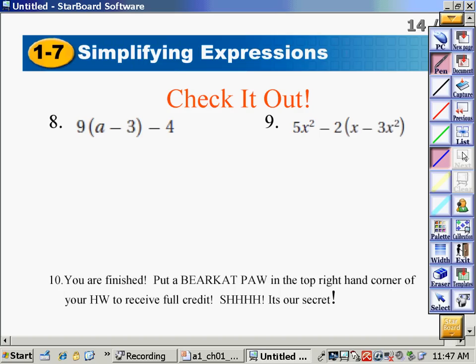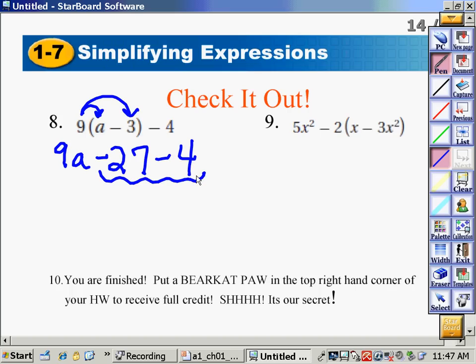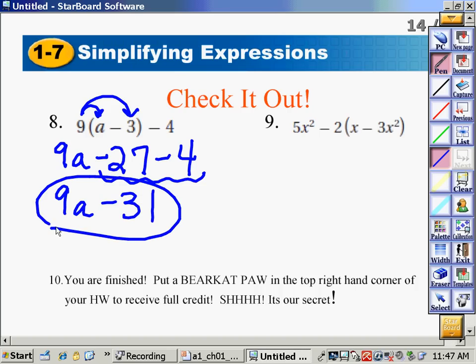Hey, we're back. All right, let's try number 8 and see how you did. 9 distributed to a is 9a. 9 times negative 3 is minus 27. Drop the 4. Okay, common terms here, negative 27 and a negative 4. 9a minus 31. Is this your final answer? Can you simplify it in any other way? Nope. So we're done. 9a minus 31.